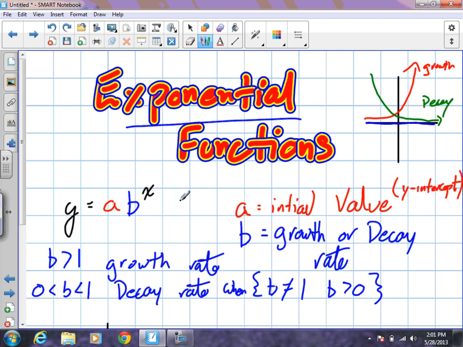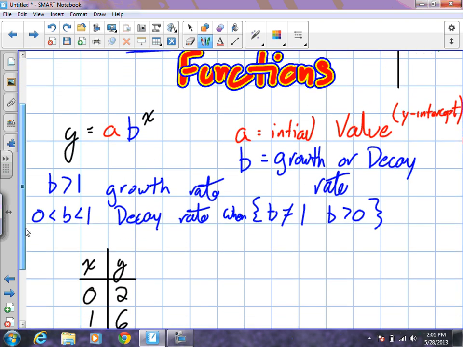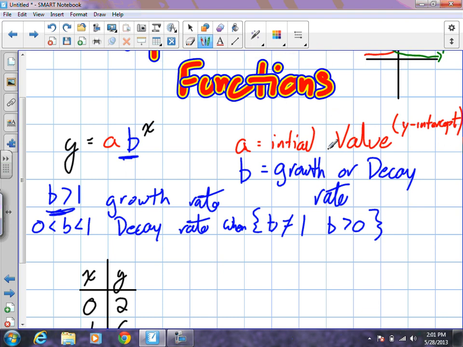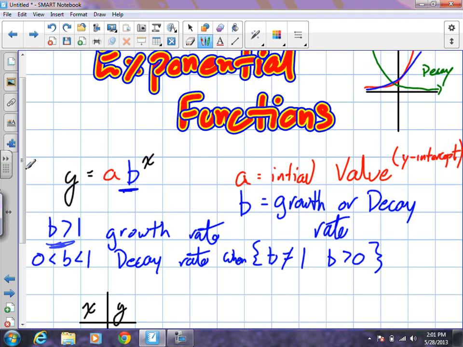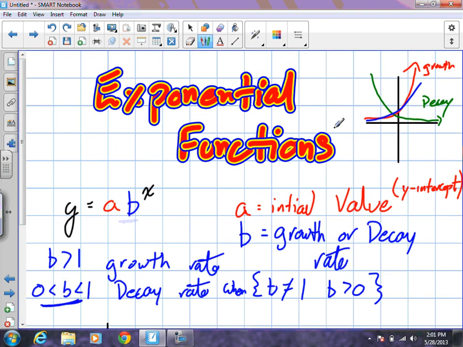Okay? Now there's a couple restrictions we need to talk about. When b is greater than 1, we have a growth rate. So we'll have our red-looking exponential function here. And when b is between 0 and 1, we'll have a decay rate. So this is the green-looking one. This is a decay rate. And we do not have an exponential function if b is equal to 1, and b must be greater than 0. So if we have a negative value for b, we're not dealing with an exponential function. And if it's 1, it's not exponential because 1 to the power of anything is 1. It never changes. It won't have a growth pattern or a decay pattern like this.